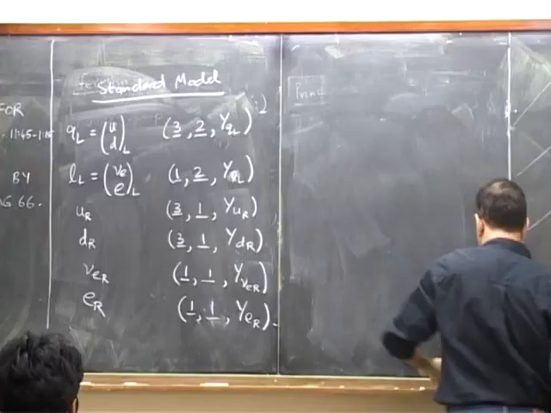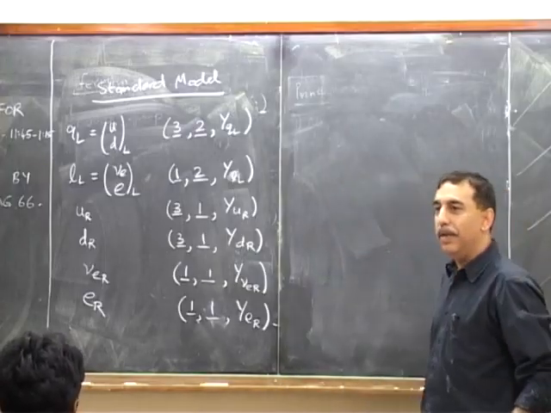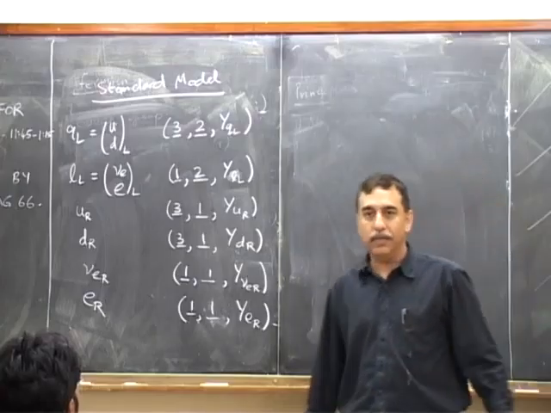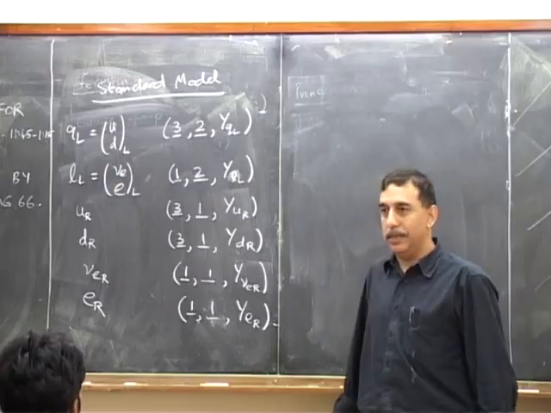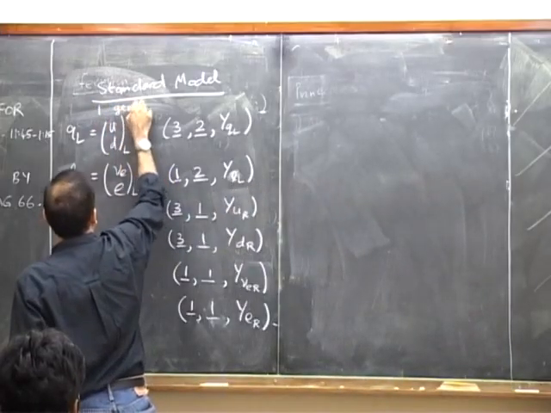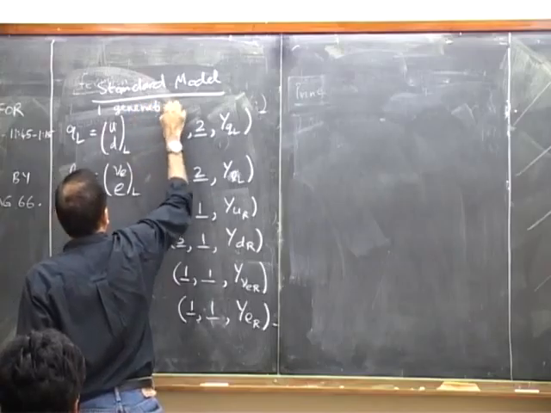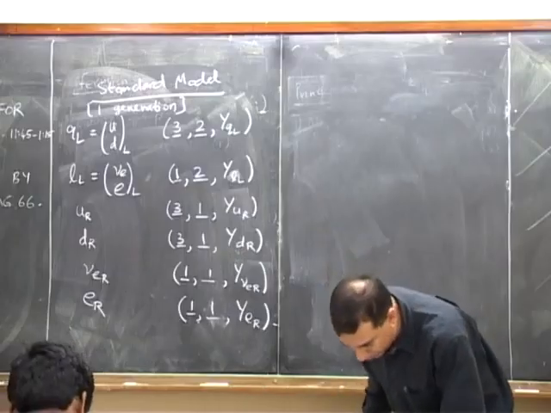I won't introduce more generations until the next lecture, because they really come in when we start to discuss the mass matrix, which I am not going to introduce right away. So let's see how far we can get with this one generation. You could take this as a sort of toy standard model.